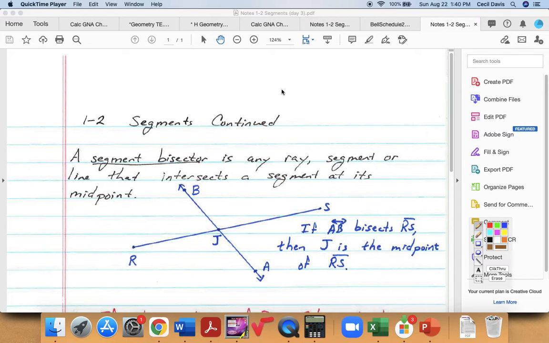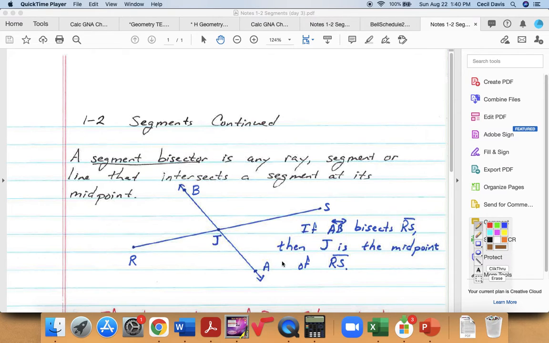All right, so today we're finishing up our discussion on segments. We don't have a whole lot more to talk about, just one new term and then some reminders about how to deal with fractions. So let's jump right in. A segment bisector is any ray, segment, or line that intersects a segment at its midpoint.